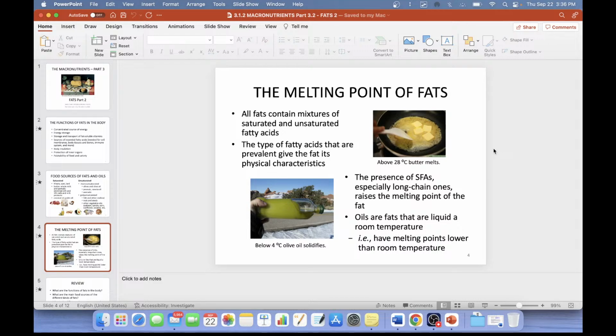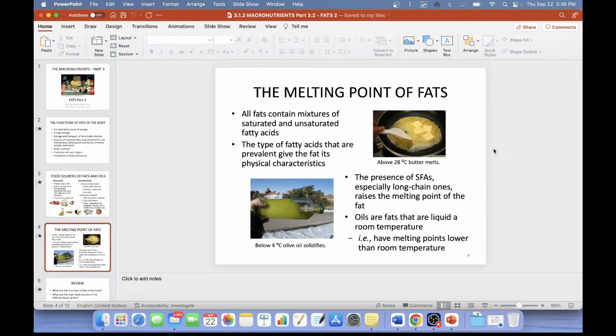Fats that contain prevalently unsaturated fatty acids instead have a lower melting point, that is, their melting point is lower than room temperature. And so at room temperature, they are liquid. Oils are fats that are liquid at room temperature. That is, they have a melting point that's lower than room temperature. But they can also become solid if you lower the temperature.